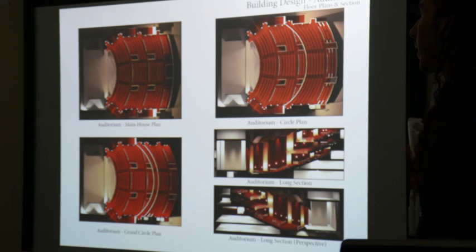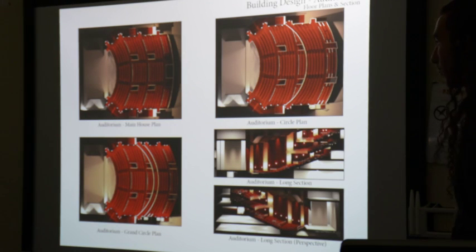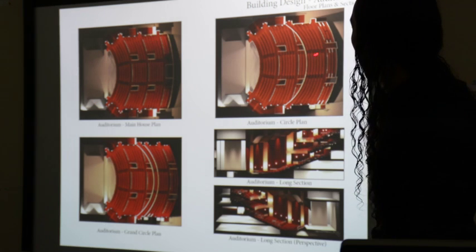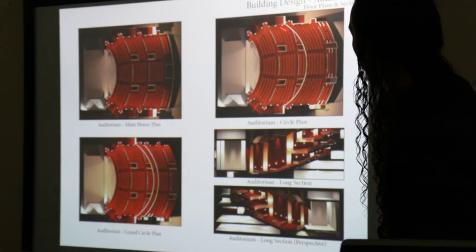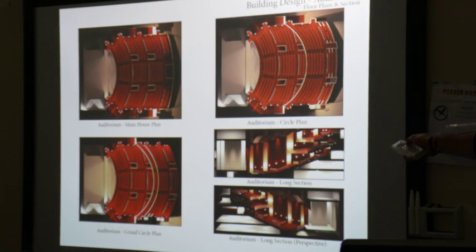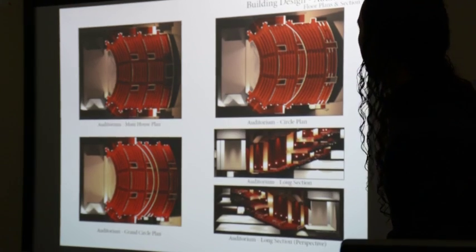I managed to fit in 1,500 seats, and 40 of which are disabled accessible. This is the plan of my main house, the plan of my circle where it cuts in on top of the main house, and then the grand circle. As you can see, the difference between the grand circle and the circle is not big, but that's an extra few hundred seats that I managed to fit in there.